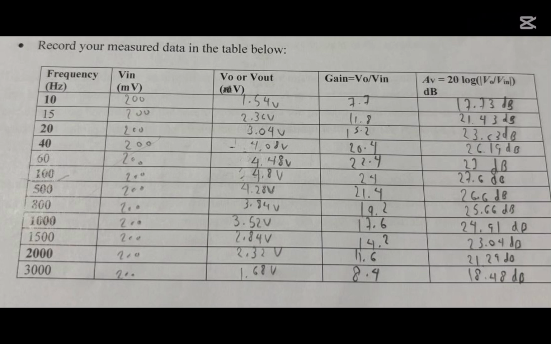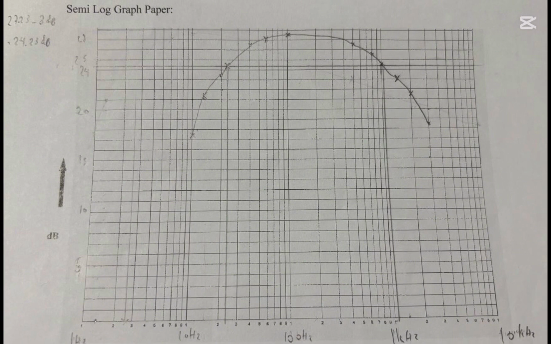As we can see from the results shown in the table, as the frequency increases, the gain will also increase. In the table, the maximum gain is at 100 Hz, equal to 27.6 decibel. If the frequency is more than 100 Hz, the gain will eventually drop. Based on the frequency response curve, the maximum decibel 27.23 minus 3 decibel will be 24.23 decibel. From that 24.23 decibel, we can find our FH and FL.